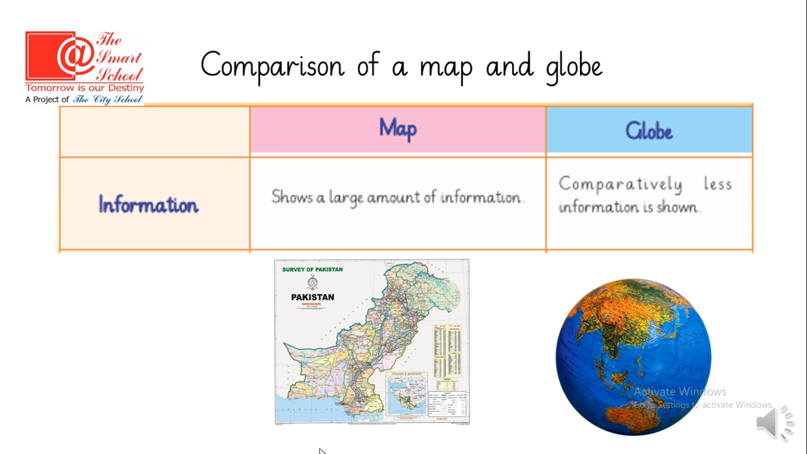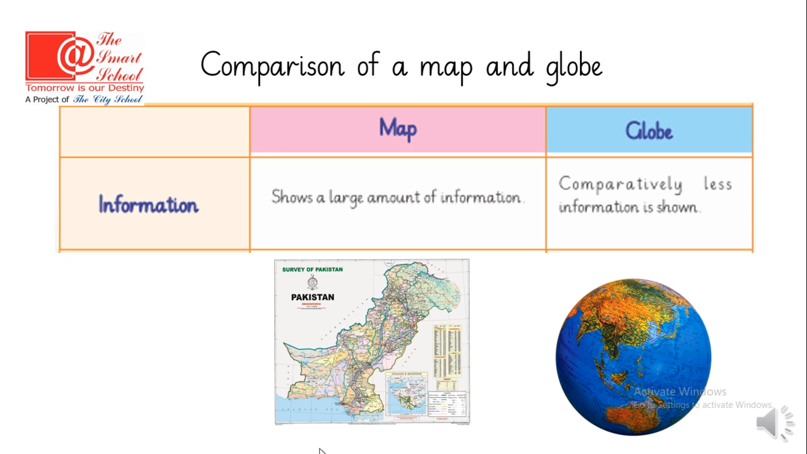Maps show a large amount of information, just like we discussed that it can be of any city, even of a town. And of course, it shows more information. Just like it can show you the network of roads in a city or in a country. It might show you the climate of a place. So maps show large amount of information.